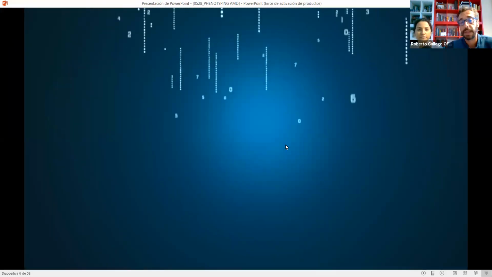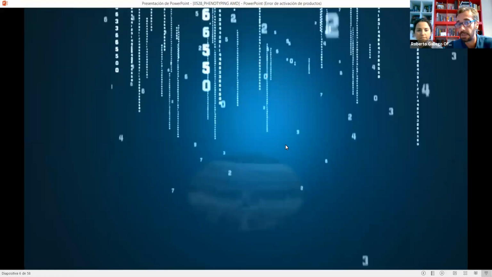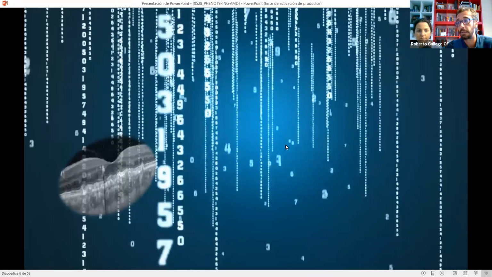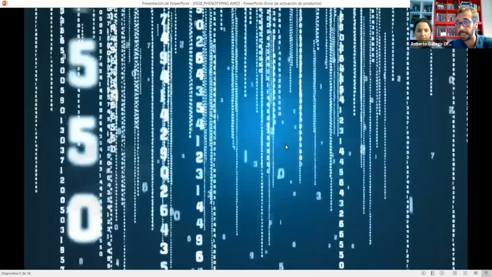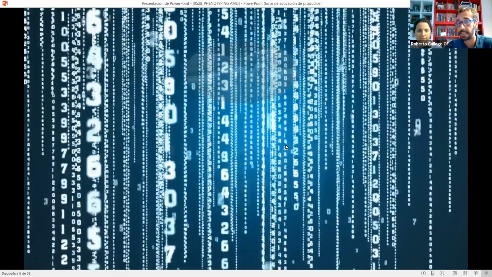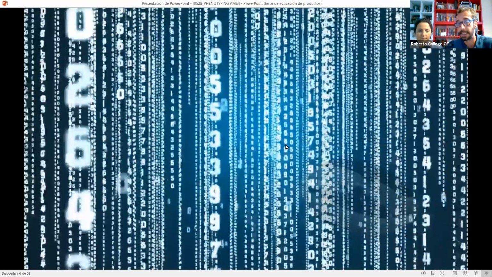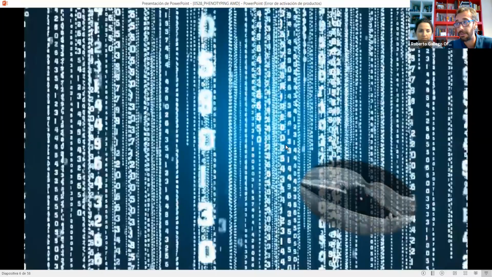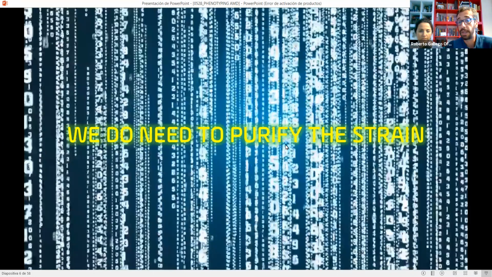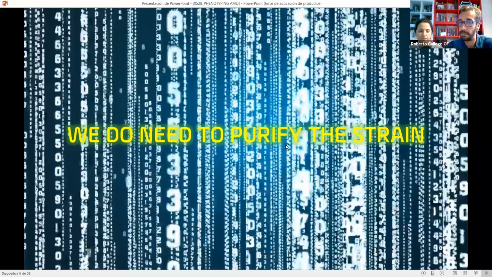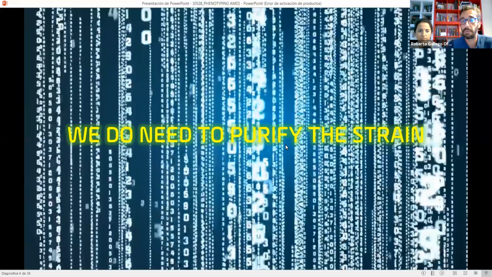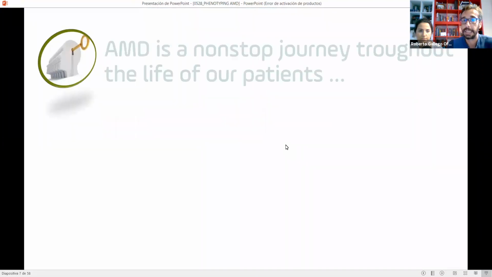So we have a lot of new information coming from the OCT, and we really don't want to fit that into very old categories, staging forms of AMD. All these patients cannot be fitted in any of the stages or forms of AMD as we knew them. So we really need to purify the strain. And that's what we're going to try.